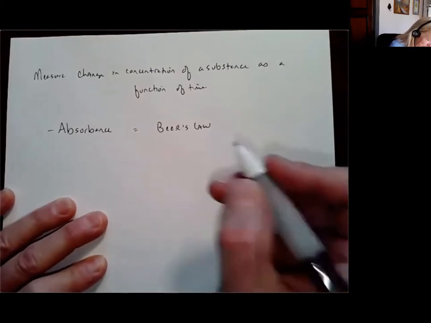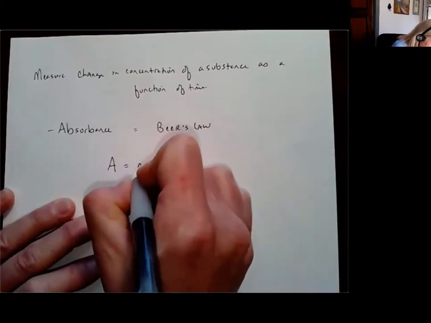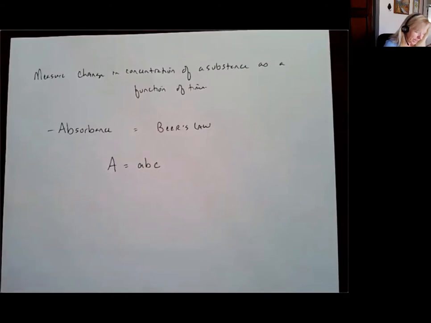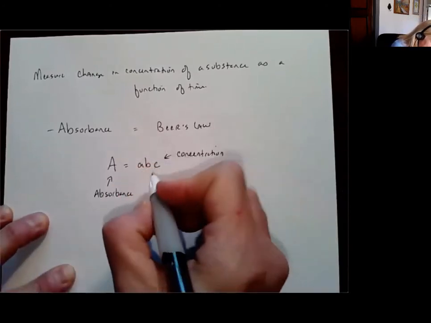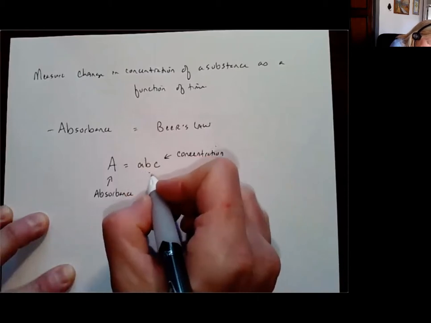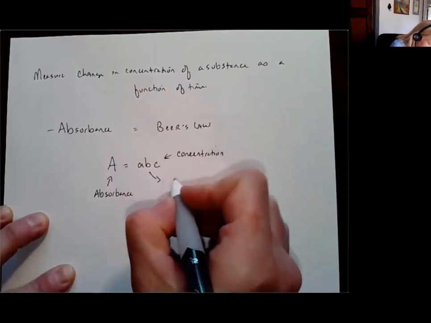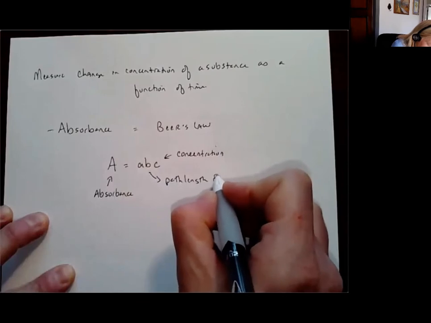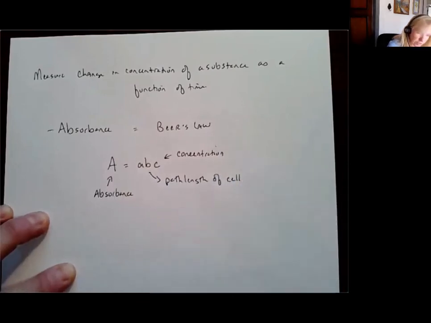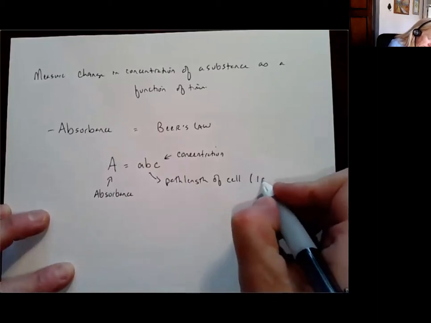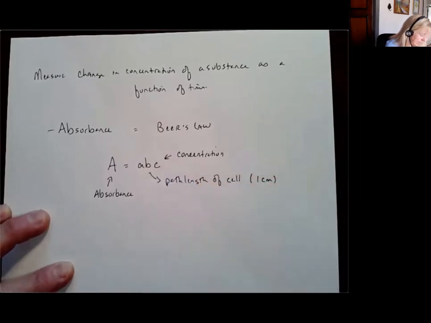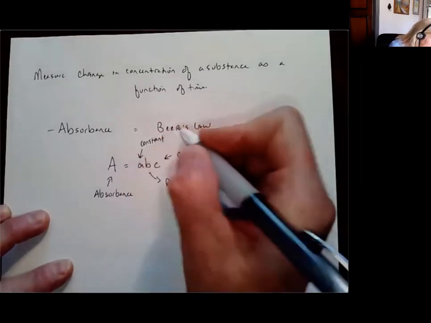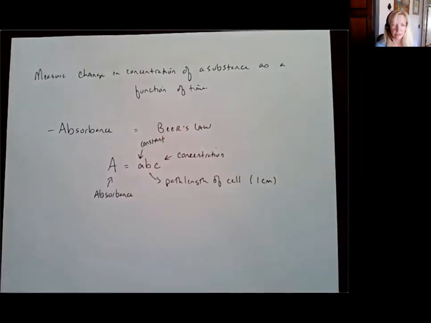Okay, so Beer's Law. And Beer's Law looks like this. It's your ABCs. Big A is absorbance. C is your concentration. A and B are going to be dependent upon the system that you have. So B is the path length of the cell, so the cuvette you're putting your solution in. This is usually 1 centimeter, so it usually just falls out of the equation. And A is a constant, and A is going to depend on whatever your substance is.